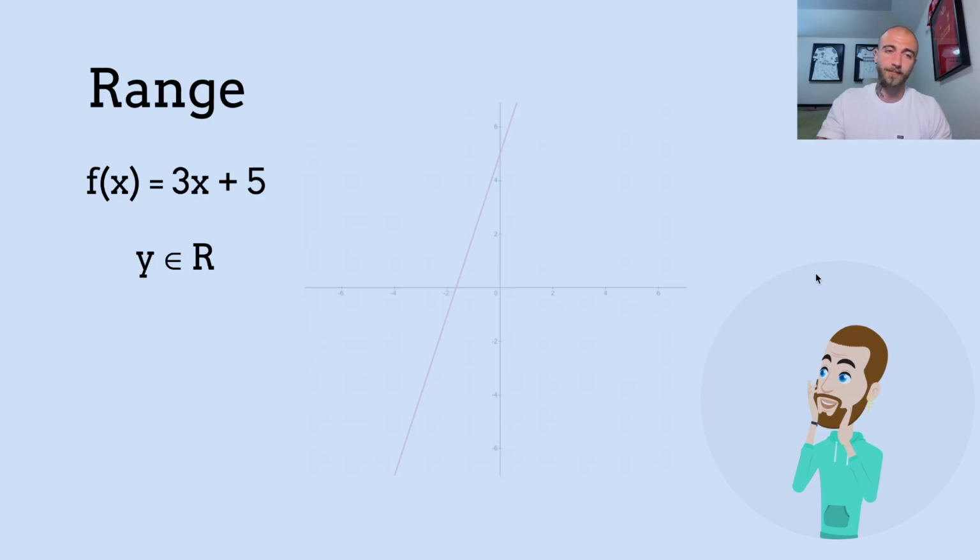Easy peasy. And we also can see this using that same graph. As x increases, y increases. As x decreases, y decreases. Same range and domain are both all real numbers.